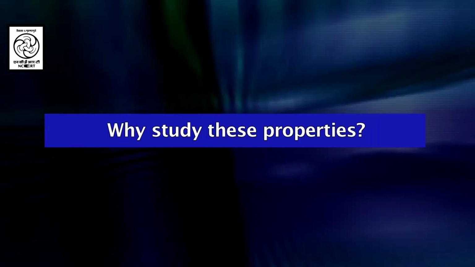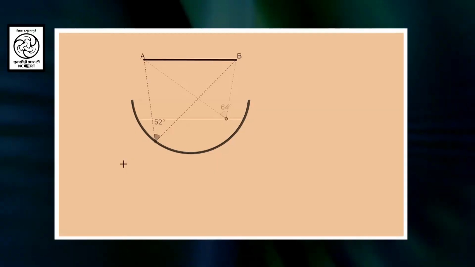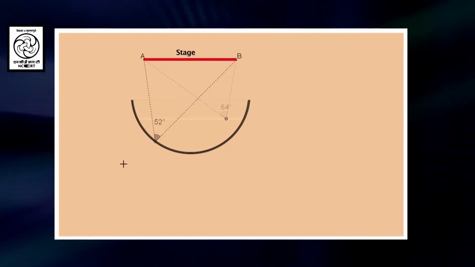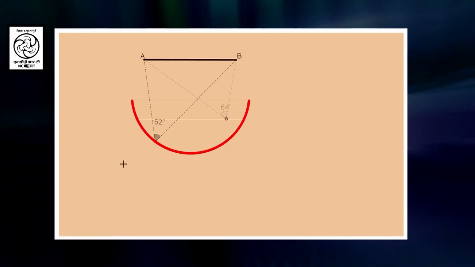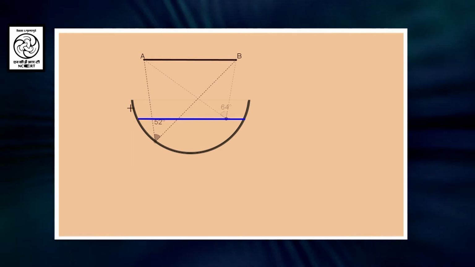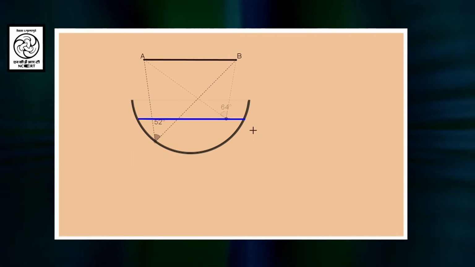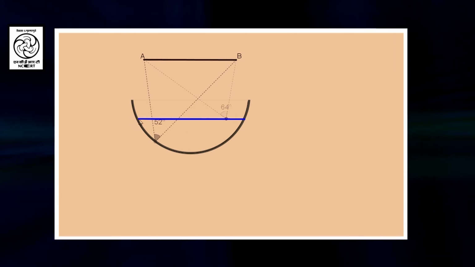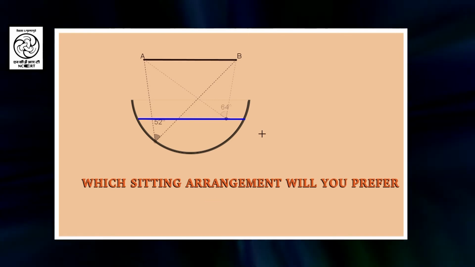Now, the question comes, why study these properties? What is the use? Does it help us in real life? Let us see. Assume that AB is a stage. You have to choose between 2 sitting arrangements. One is the circular one as shown here, the other one is a straight line. So, chairs in this arrangement are put in a circle, whereas the chairs in this arrangement are put along a straight line. Which one will you prefer?